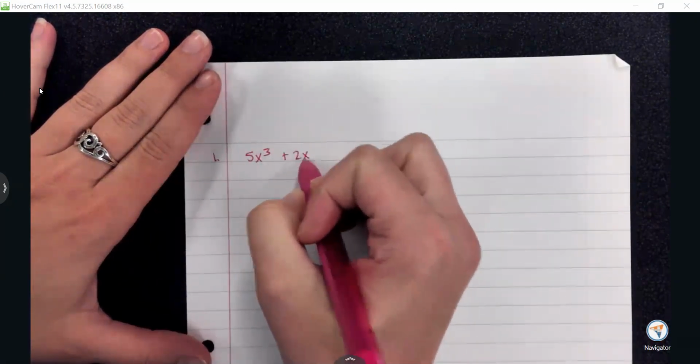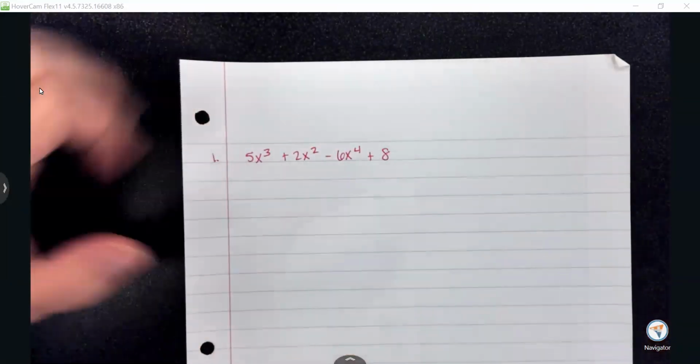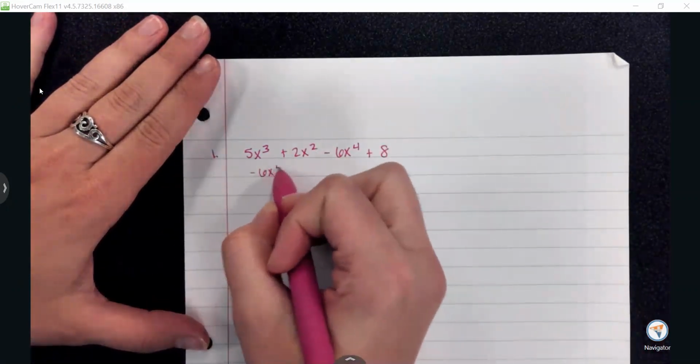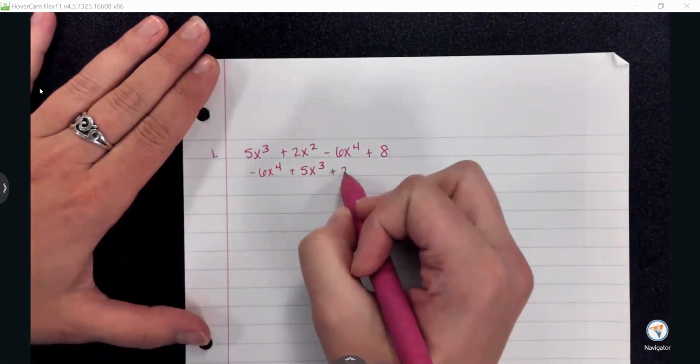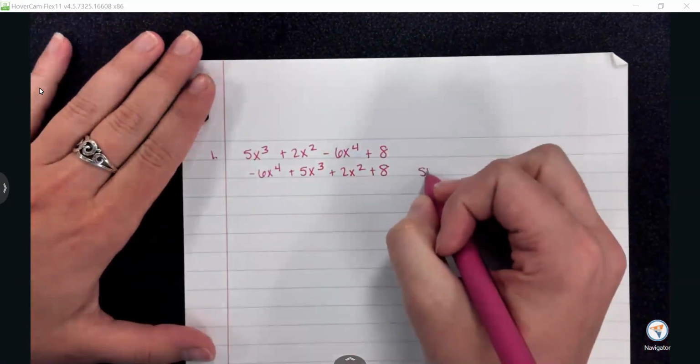So what I'm going to do is work out maybe 2 or 3 problems, maybe a few more if we go quick, to help us use the notes and understand what we're doing. So the first thing I'm going to do is write a problem down: 5x to the third plus 2x squared minus 6x to the fourth plus 8. Number one, it has to be in standard form. So negative 6x to the fourth has to come first, plus 5x to the third plus 2x squared plus 8. Okay, so this is standard form.